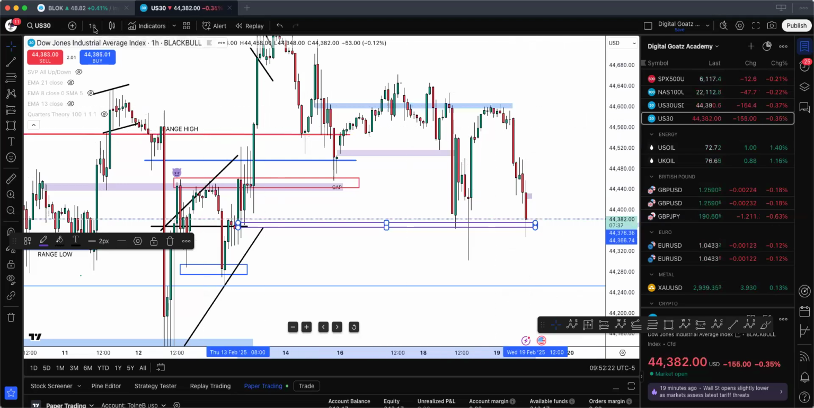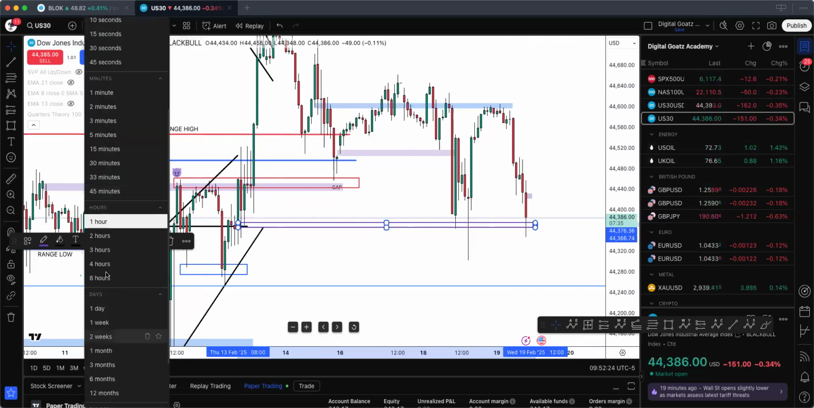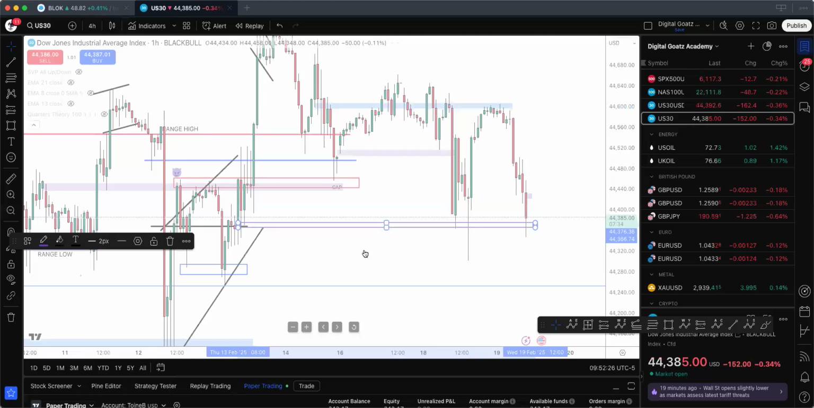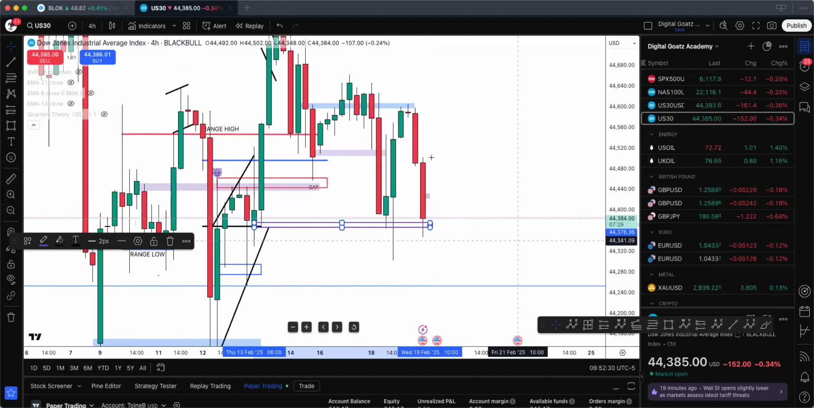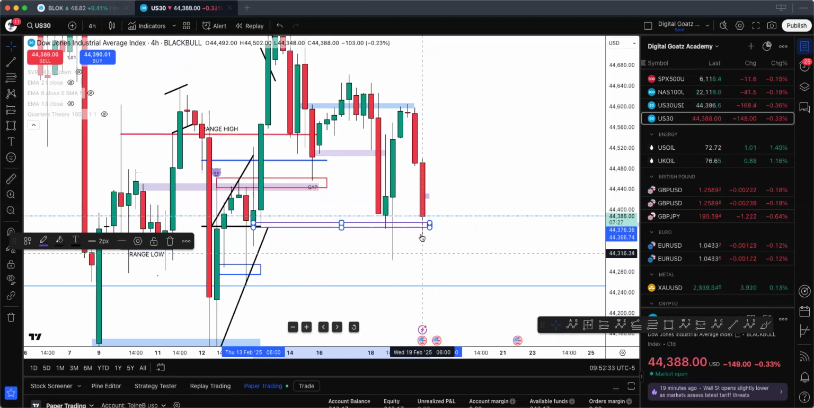The 6 o'clock candle is still open on the 4-hour time frame. 7 minutes until the close of the 6 a.m. candle. Now, with the 6 a.m. candle, you'll probably have a pullback.